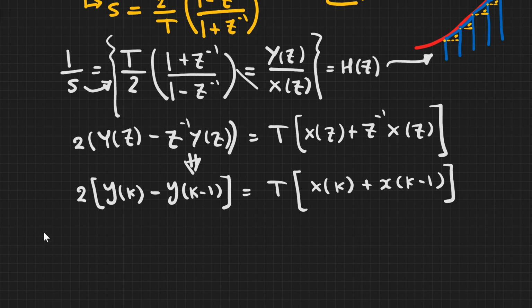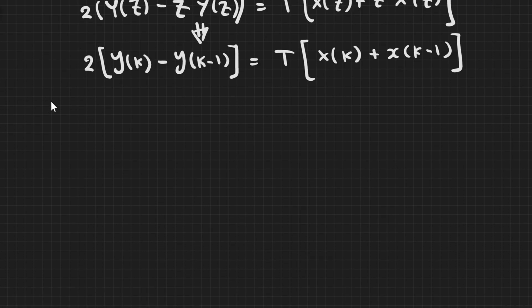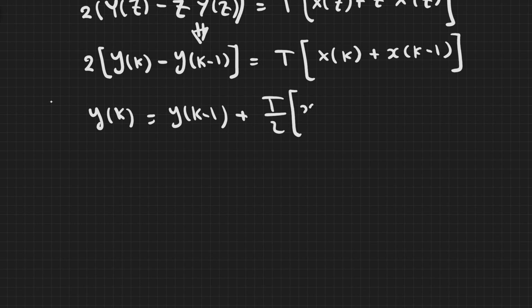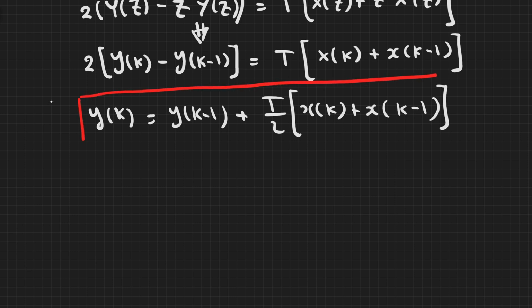And all we need now is just to rearrange the terms. So if you do very basic simple algebra, you will find that y of k will be equal to y of k minus 1 plus T over 2 multiplied by x of k plus x of k minus 1. So this is the difference equation which is describing our transfer function.